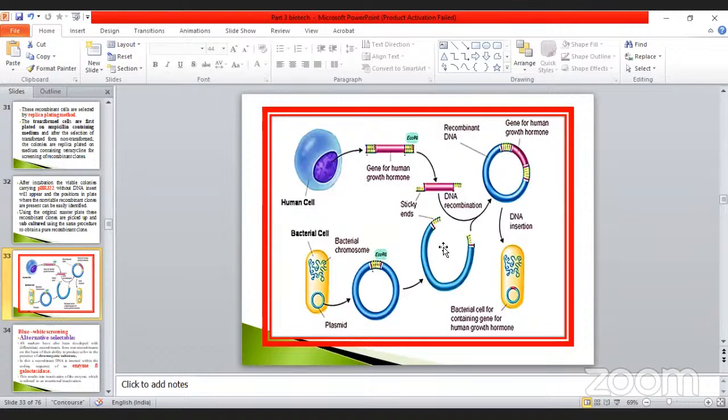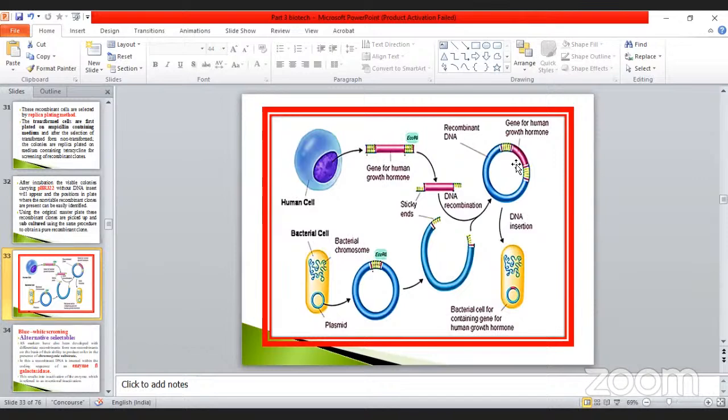See, this is the bacterial cell and this is the human cell. They isolate the different types of genomes. This is the plasmid, as we already discussed, and this is the E. coli, and another one is the animal cell. Here you have to make the cut, the same process. Here the portion is removed and this portion is added, so you will get the combination of the two genes here.